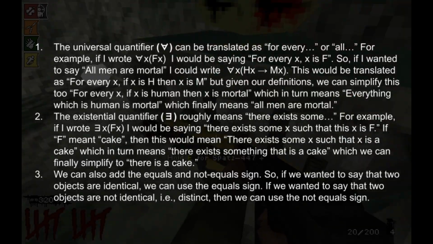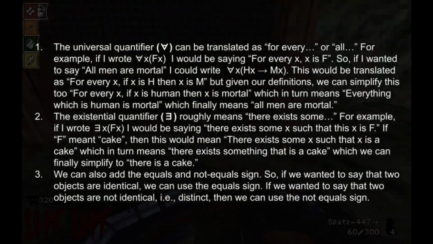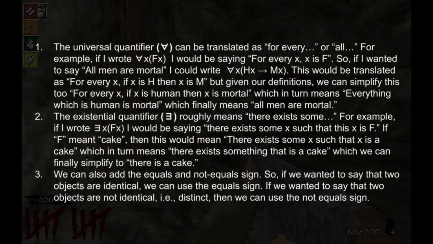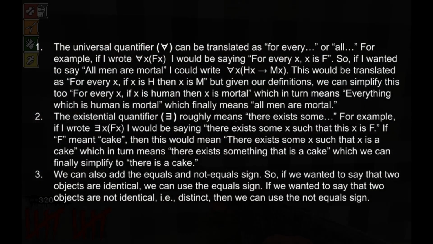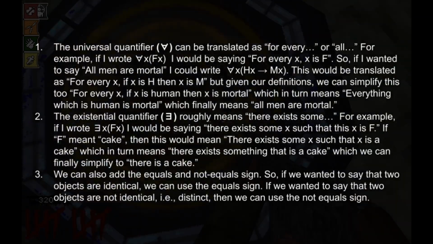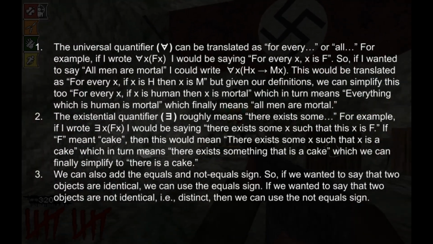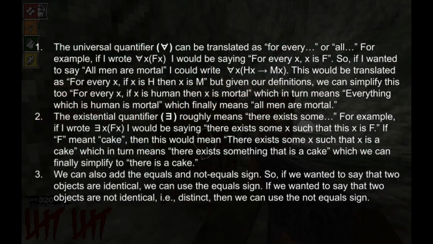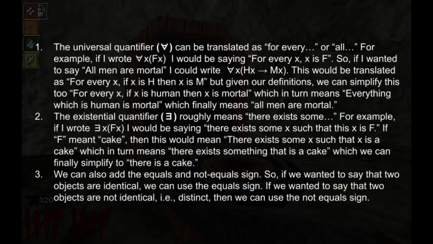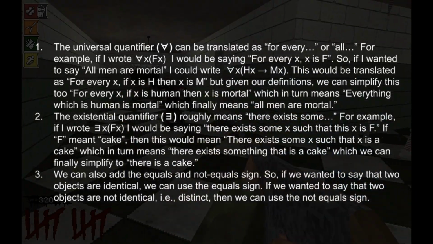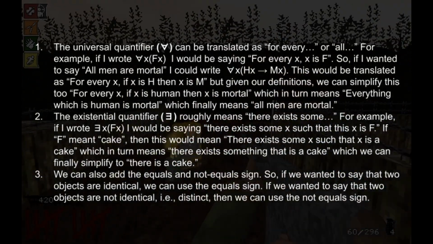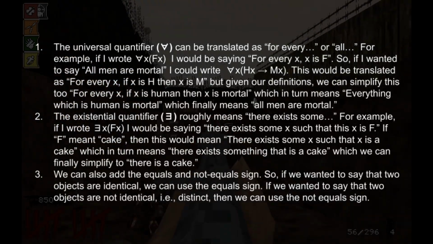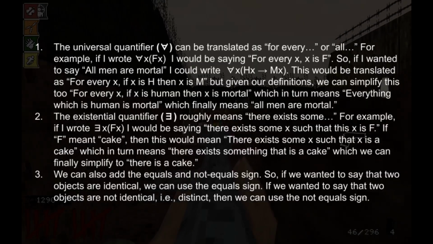And if I wanted to say all men are mortal, I could write it as universal quantifier x, then H(x) entails M(x). So you would be saying for all x, if x is H, then x is M. Given our definitions, this would be translated as for every x, if x is human, then x is mortal, which in turn means everything which is human is mortal, which just means all men are mortal. So we've translated our original phrase in natural language into first order logic.